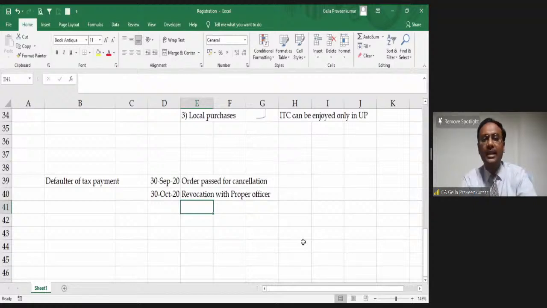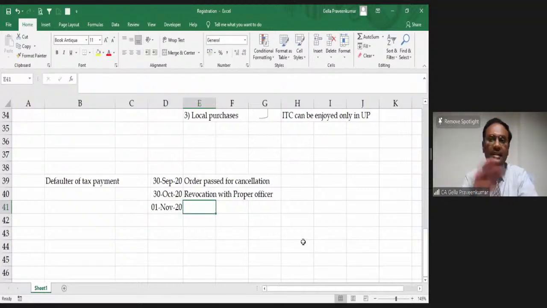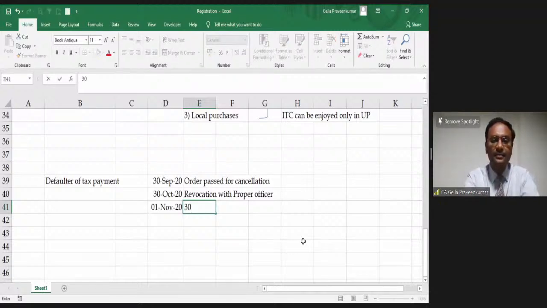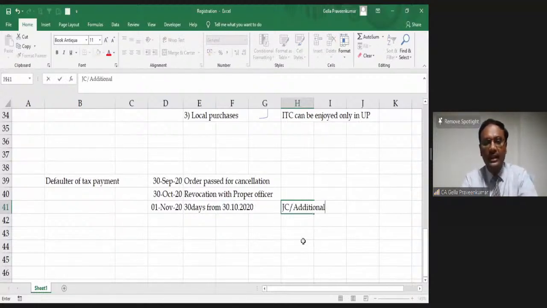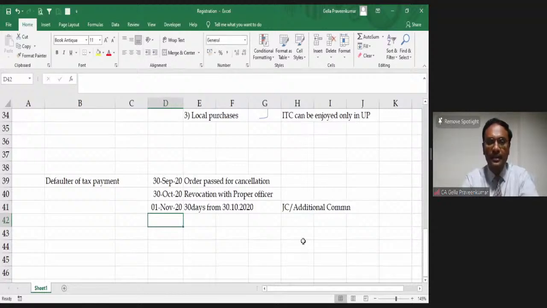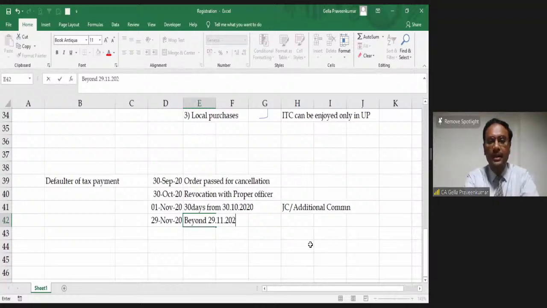Assuming I don't have money, I have paid my taxes on 1st November 2020. Then the proper officer does not have authority. For 30 days from 30th October 2020, a joint commissioner or additional commissioner alone can do the revocation. Now, I'll take 30 days from here, means till 29th November, I haven't paid taxes. Beyond 29th November, my commissioner alone can do the revocation of the cancellation.